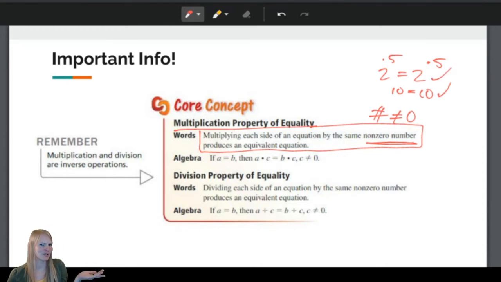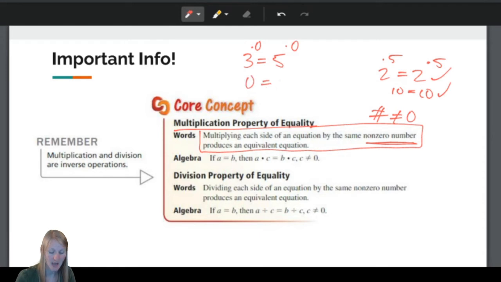Why can't it be 0, you ask? Well, what if I have 3 equals 5? That's not true, right? 3 is not equal to 5. But if I multiply by 0 on both sides, I get 0 equals 0. Well, that's true, right? But just because this is true does not mean that this is true. So that's why it has to be a non-zero number. Okay.